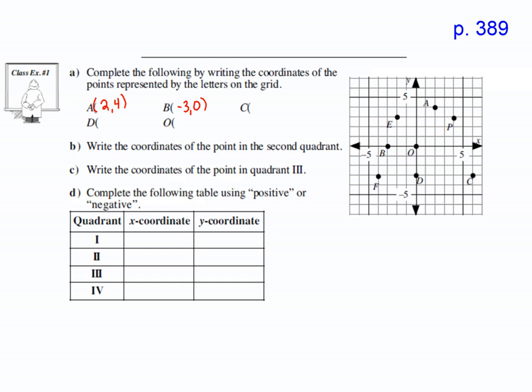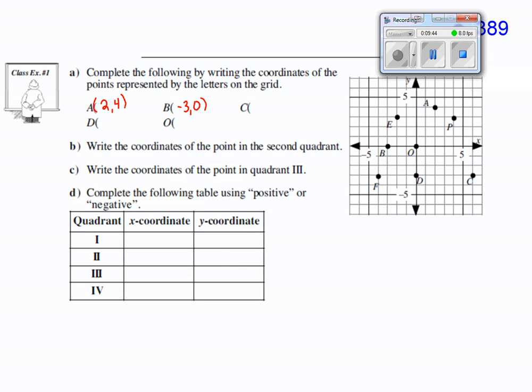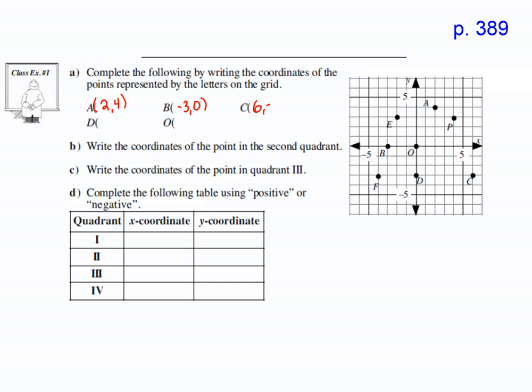And finish the rest, like, answer A, B, C, D. This is a good little review activity. Yell it out. 6, -3. What was D? 0 and -3. Good. And then 0, 0 for the origin.